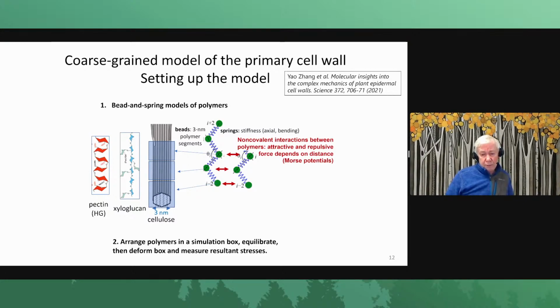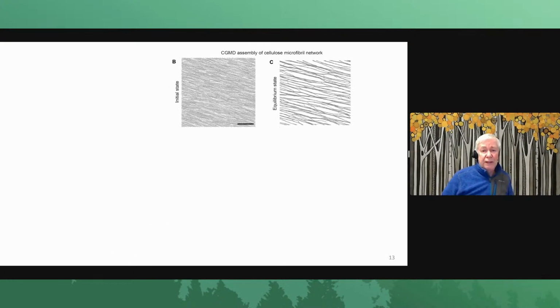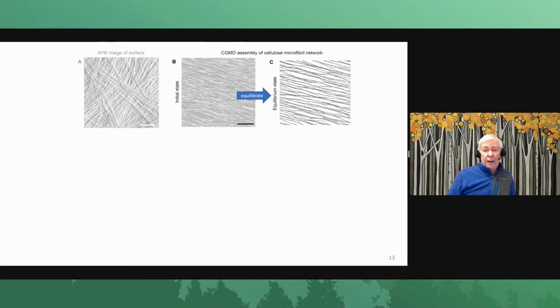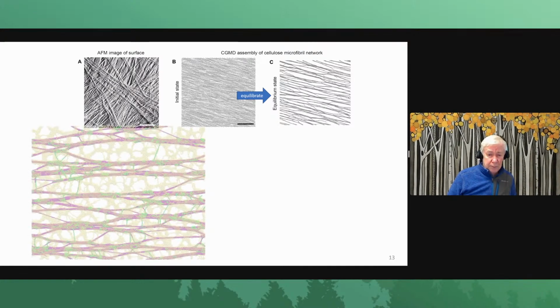Then we equilibrate the components, and then we can do mechanical experiments on it. So first, the equilibration. The initial setup, this image at label B here, just shows the cellulose microfibrils as we initially put them down, and then after equilibration, they will spontaneously rearrange themselves into a network in which cellulose microfibrils bundle with one another and form a cohesive network. And the network has some of the morphological characteristics of the actual cell wall, as visualized by AFM imaging.